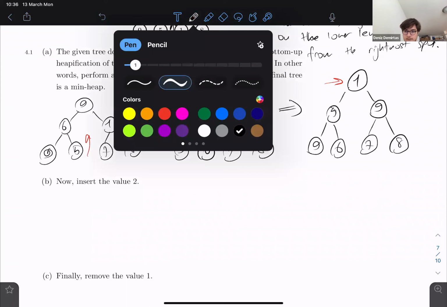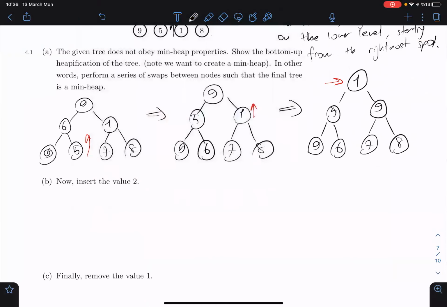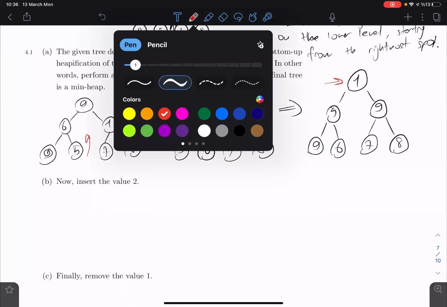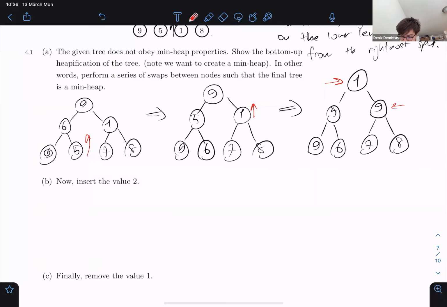But finding the correct root doesn't single-handedly mean that our bottom-up heapification is correct. What we have to do is make sure that the node that we deranked to the place of 1 actually belongs to that level. And we have to check it by trying to see if both of 9's children are less than or equal to 9.